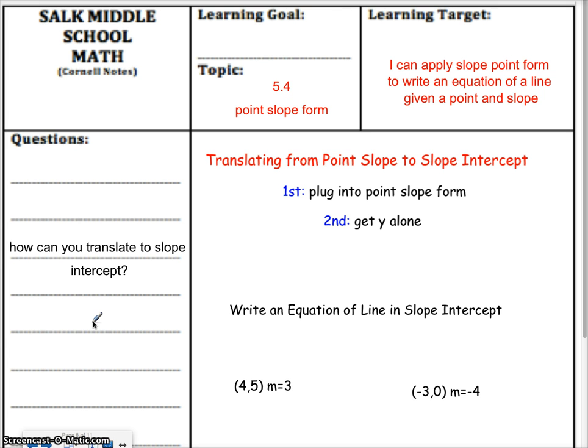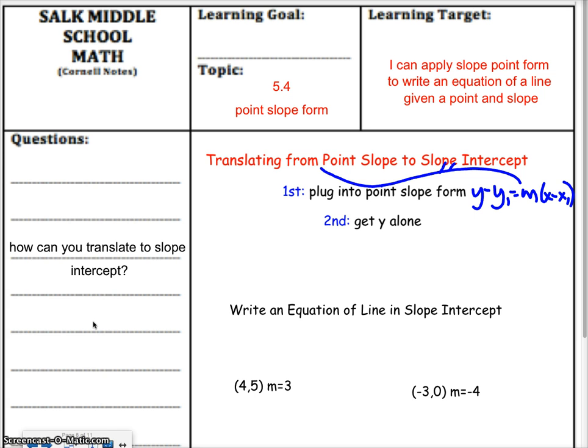2 points, and you're going to be able to turn it to slope-intercept. So, translating from point slope to slope-intercept: you first plug it into point slope. Write point slope down. y minus the y you're given equals your slope times x minus the x you're given. And then you get y alone.